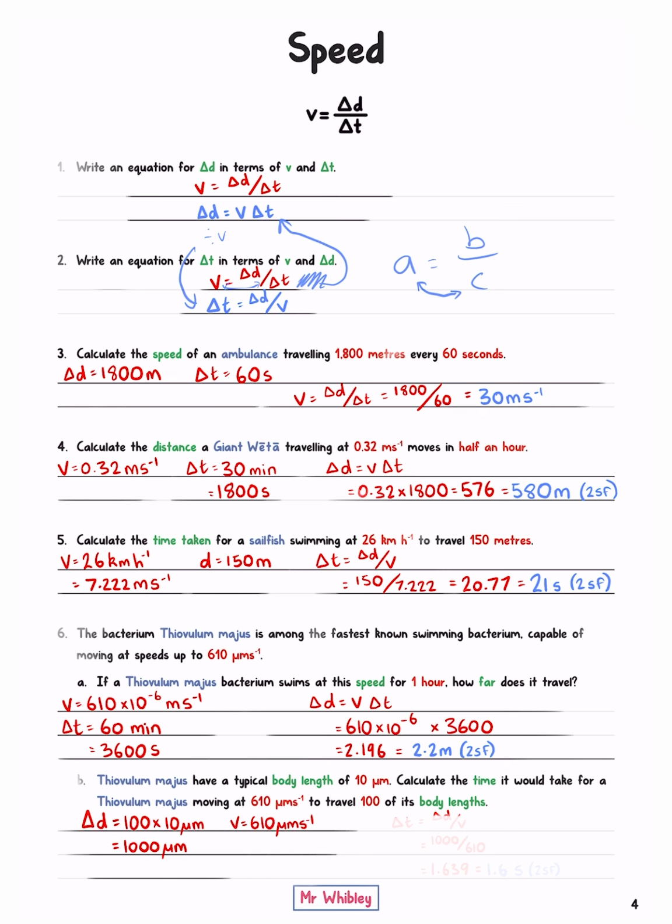So to find our time, we can use our solved time equation, put in our numbers, where we can leave the units as micrometers, because we're dividing these numbers and the micro will cancel out. That gives us 1.639, or 1.6 seconds to two significant figures.